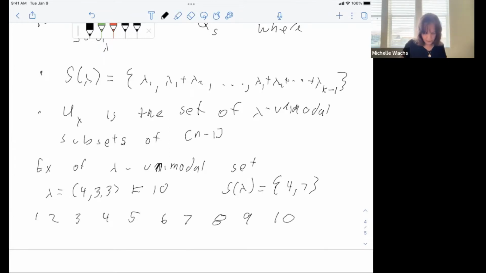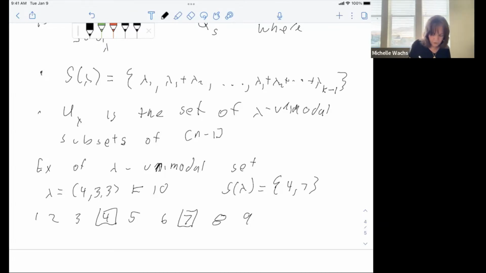Okay, actually we can leave 10 out because it's a subset of n minus 1. So it should only go up to 9 because n is 10 here. N is 10. Okay, so I'm going to put the elements of S lambda, there they are, 4, 7.